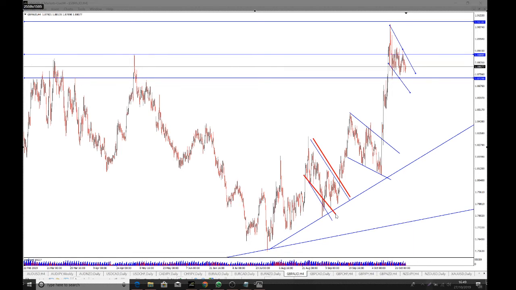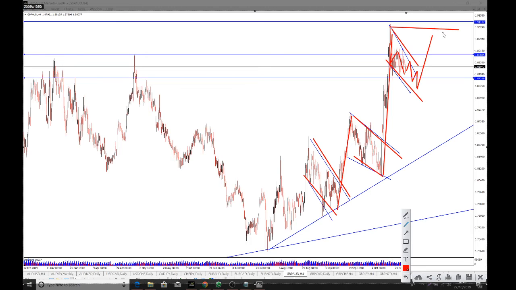It was a nice retracement, an impulse wave, another retracement, another impulse wave. What do you expect? A retracement and a pull up, a breakout towards the upside. Right. This is case scenario 1.